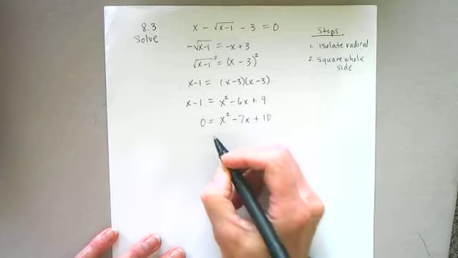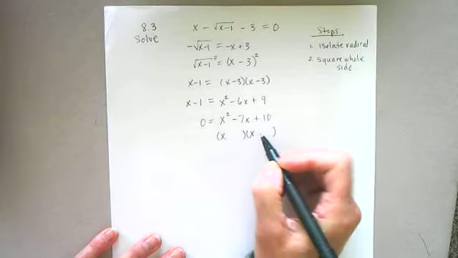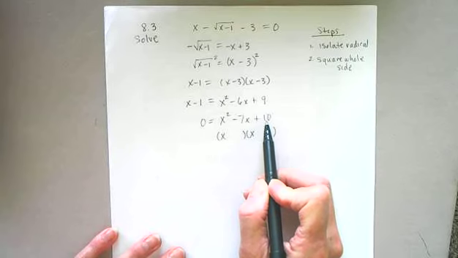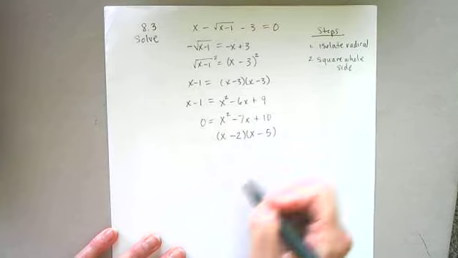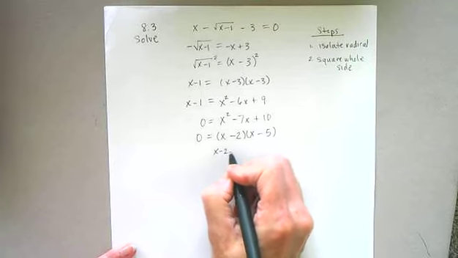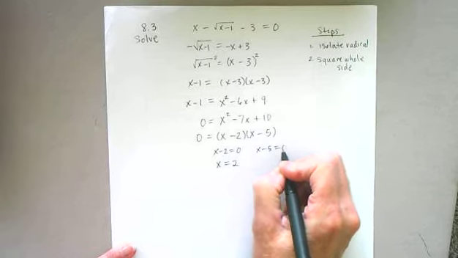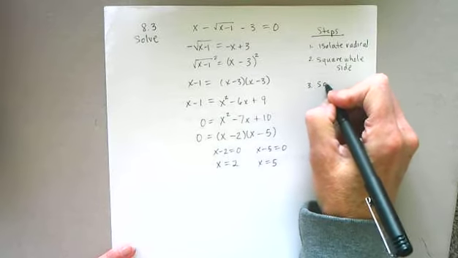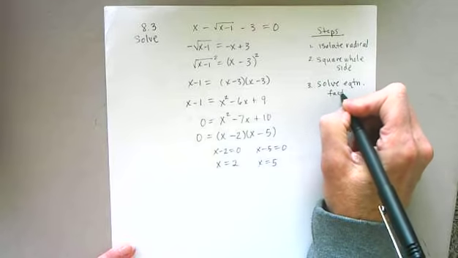Now I can factor. And you can factor by grouping if you're good at that, or you can do it by trial and error. This one I just happen to be able to see that negative 5 times negative 2 will equal 10 and add up to negative 7. So I'm going to put negative 5 and negative 2 in there. Then we know that we set each factor equal to 0 and solve. So I'm going to add 2 to both sides. And here I'm going to add 5 to both sides. And then let's read that step. So we square both sides and we solve the equation. And usually that includes factor.